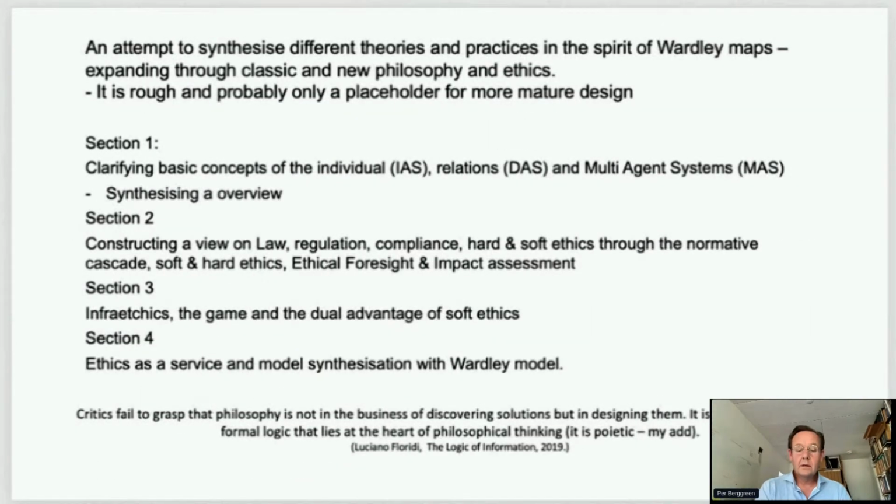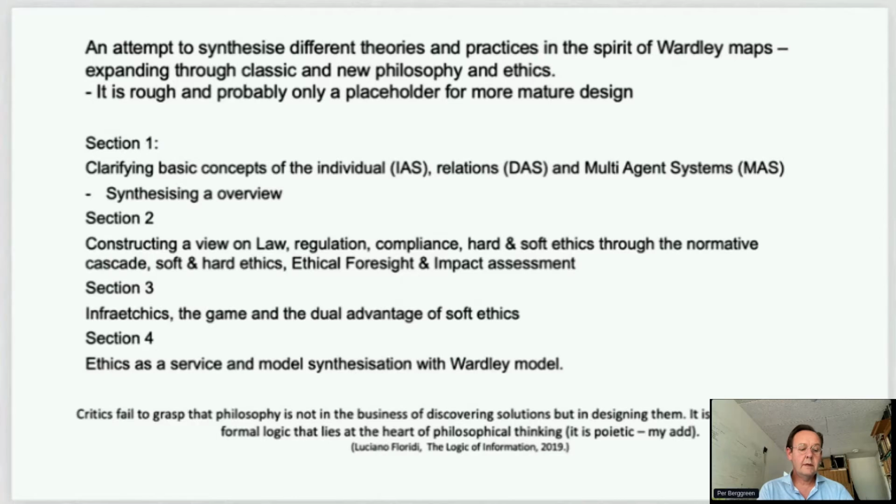But briefly on the topic today, in 4 sections, we'll be looking into a few of the basic concepts as to how an individual is constituted, what happens in relations, and what actually happens in multi-agent systems. We'll also be sensitizing an overview, also relating to the Wortley maps in the last part of that section. The next part is constructing a complete view of law, regulation, and compliance against ethics, and also looking into what the normative cascade is and how it could be viewed as an anticipation tool, and relating to definitions of soft and hard ethics. And finally also some tools on what is ethical foresight and ethical impact assessment.